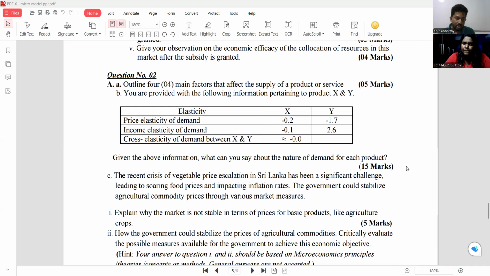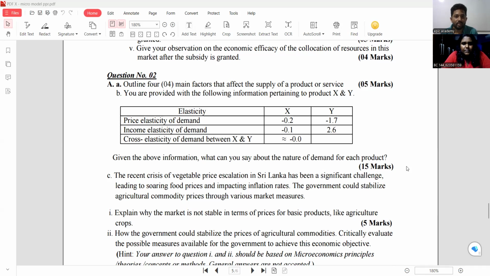In some cases, in the exam papers, they will put the minus value. Don't worry about that. It is always minus. So then you can identify the price elasticity of demand of X commodity. It is inelastic. That is why, being less than 1, it is inelastic. This one, more than 1, is elastic.